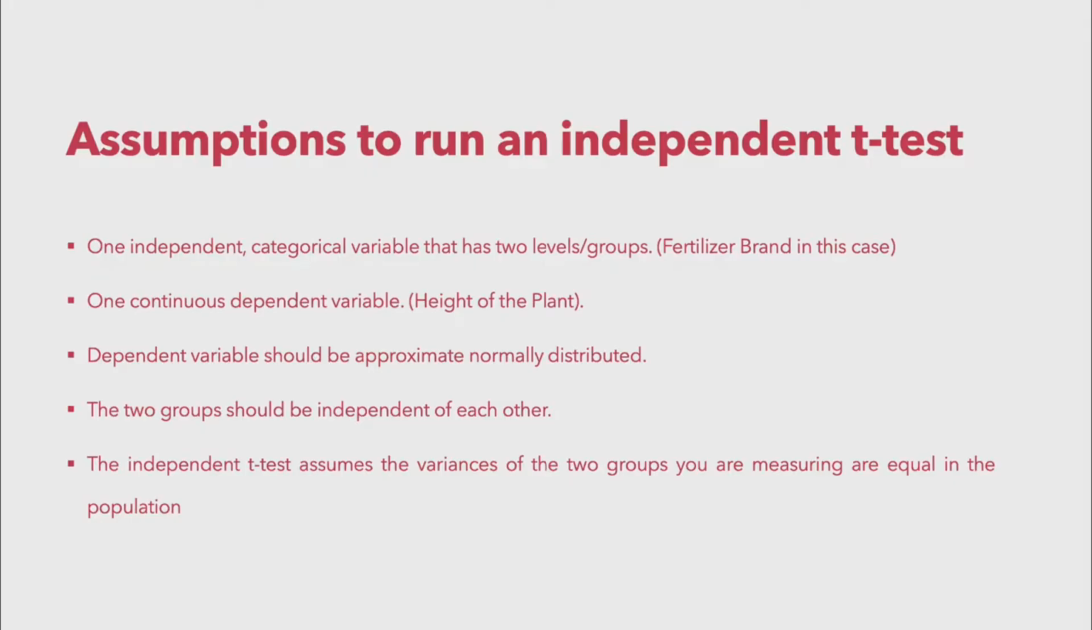Then our dependent variable or the test variable should be a continuous one. In our case, the height of the plant is the test variable or dependent variable and it is measured on a continuous scale. Now we need to check for the normality of our test variable, that is the height of the plant, which you can check using the Shapiro-Wilk test.